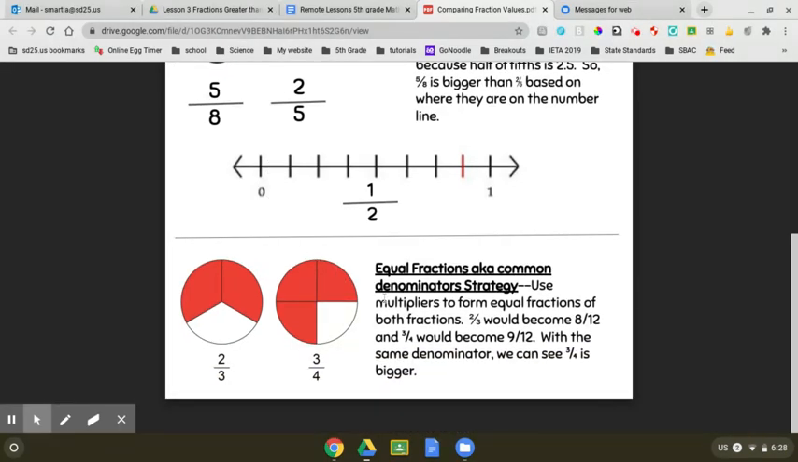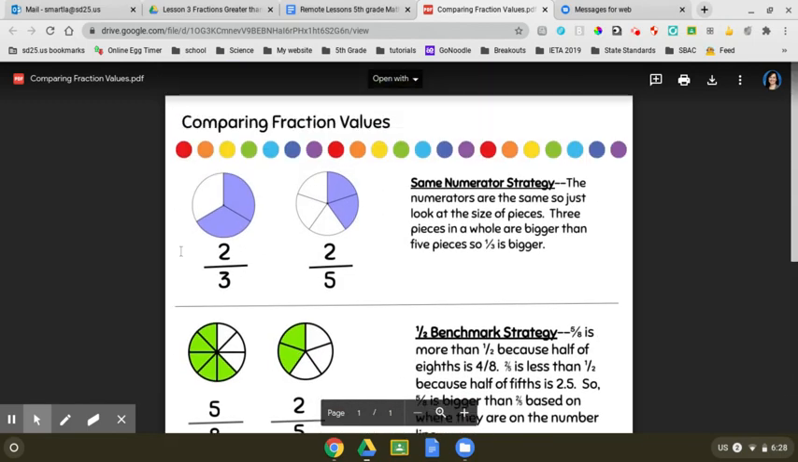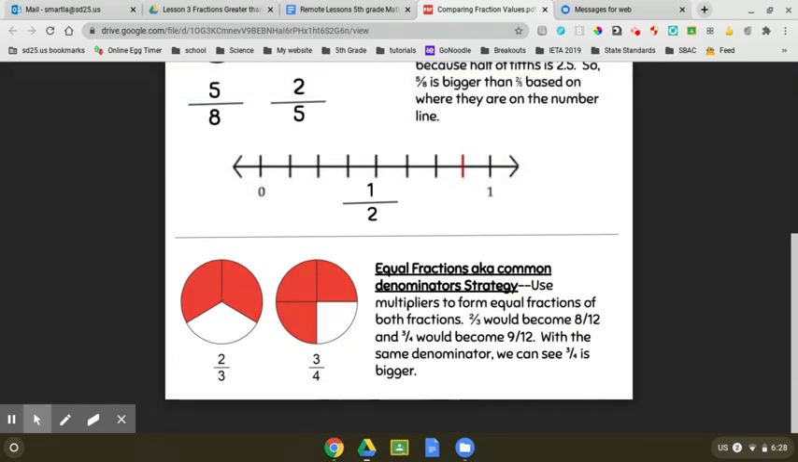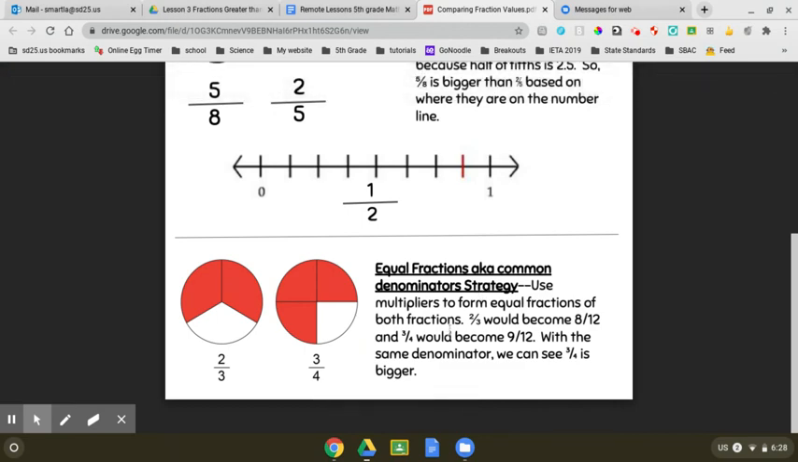Now, if using half doesn't work for you, and if the numerators happen to be different as well as the denominators, you might want to try the equal fractions strategy, which is also known as the common denominator strategy. And that's just making equal fractions, finding some common denominator that you could multiply to make these 2 fractions equal sizes, because right now their pieces are not equal sizes.